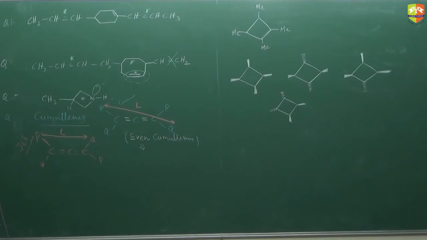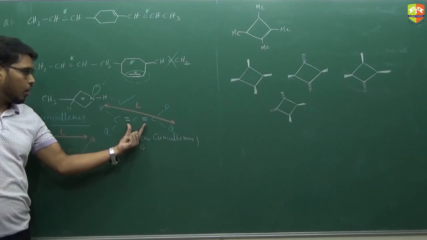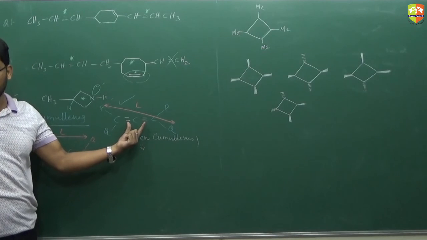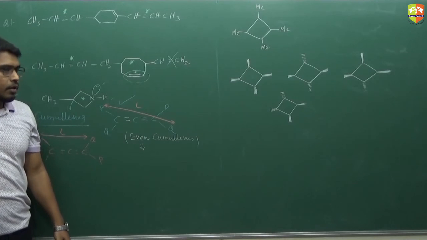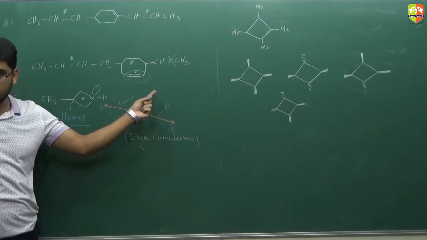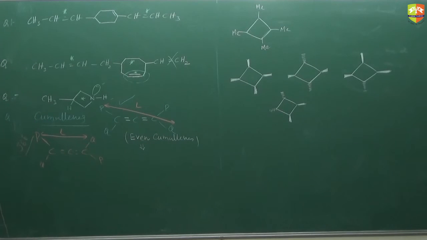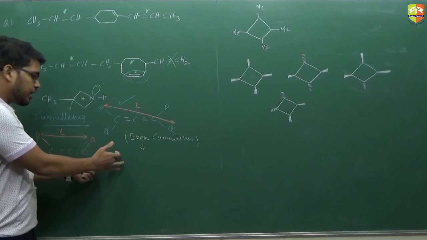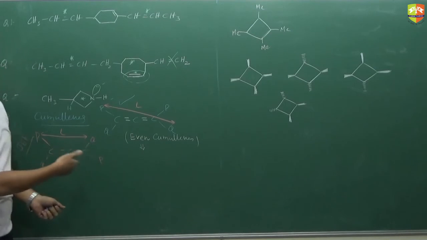One last thing we are left with in this is the number of GI. For that we have 2-3 formulas. Odd cumulenes can show it, even cumulenes won't. So how many GI will odd cumulenes show? For that we have a formula. Odd cumulenes will be non-planar, but they're all SP2 hybridized. Even in odd cumulenes, this part is in the XY plane, this part is in the YZ plane, the next one again is in the XY plane.